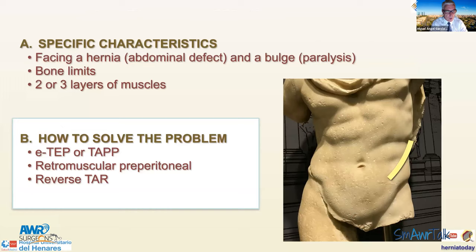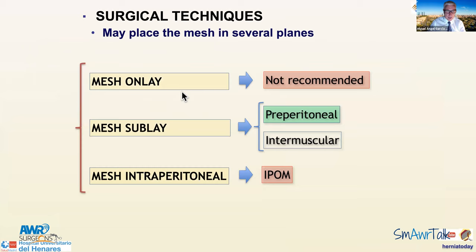So how do we want to solve the problem? I think that a laparoscopic approach could be quite a good option. The retromuscular preperitoneal plane and use of RiverStar can help us to solve this problem. So we can place the mesh in different layers. Of course, the intraperitoneal mesh layer, I have insisted, is not recommended, and we can use it in the preperitoneal retromuscular plane. That's our way to go. Maybe in some exceptional circumstances you can use an IPOM, but I don't see the possibility of using an intermuscular mesh because of the insertion of the muscle in the costal border.